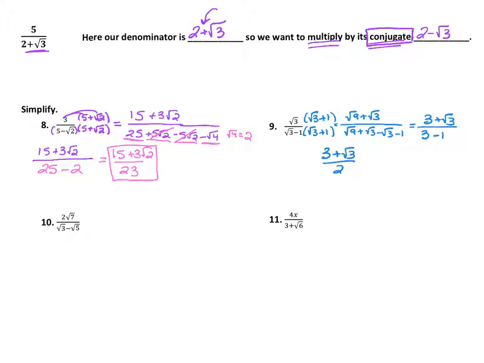So if we look at number 9, the conjugate would be root 3 plus 1. I'm going to multiply that on the top and the bottom. When I distribute on the top, I get root 9 plus root 3. On the bottom, I get root 9 plus root 3 minus root 3 minus 1. Again, that plus root 3 and that minus root 3 are going to subtract. And then I have some perfect squares here. Each of my square root of 9s becomes 3. So my final answer is 3 plus root 3 all over 2.